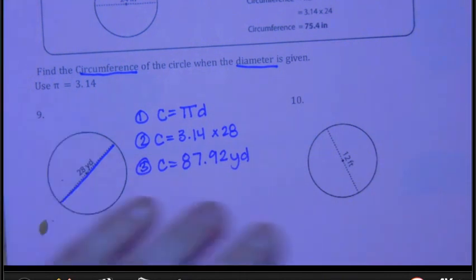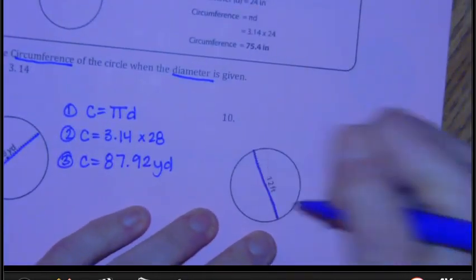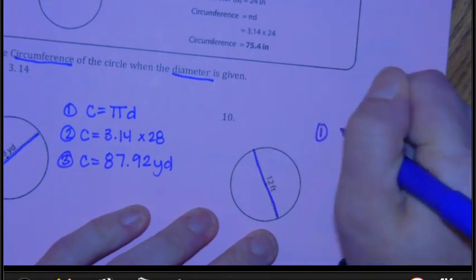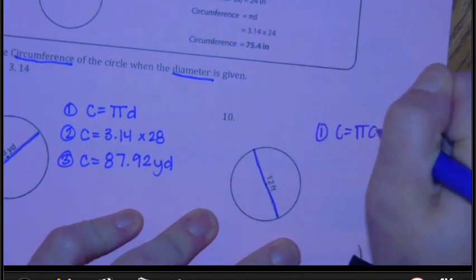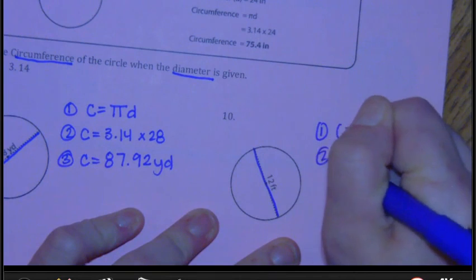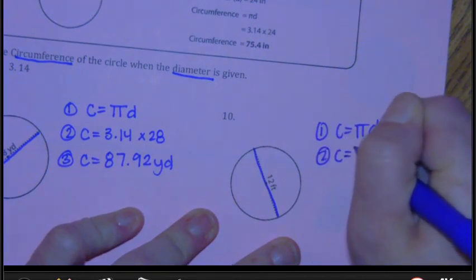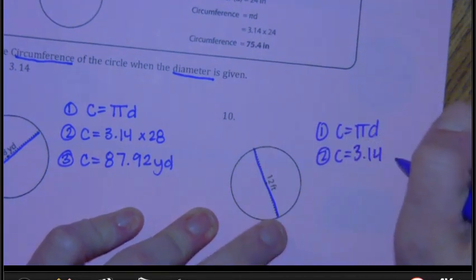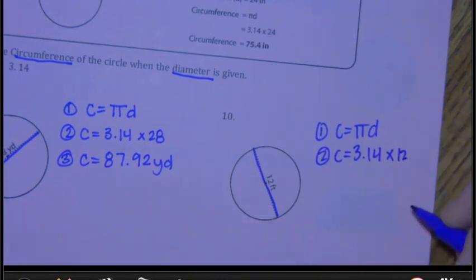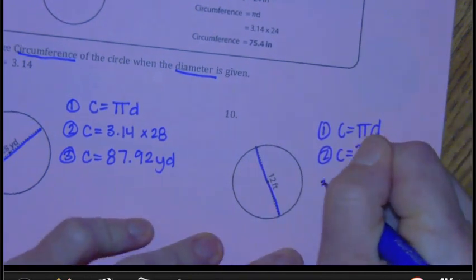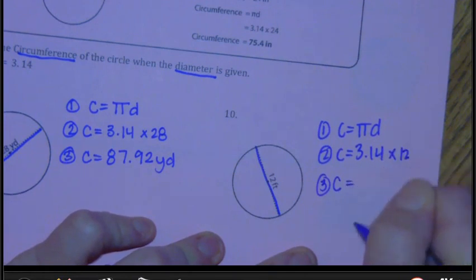All right. Number 10, I have the diameter of 12. My formula, C equals pi d. Step 2, plug in what I know. C is equal to 3.14 times 12. Step 3 is to solve.